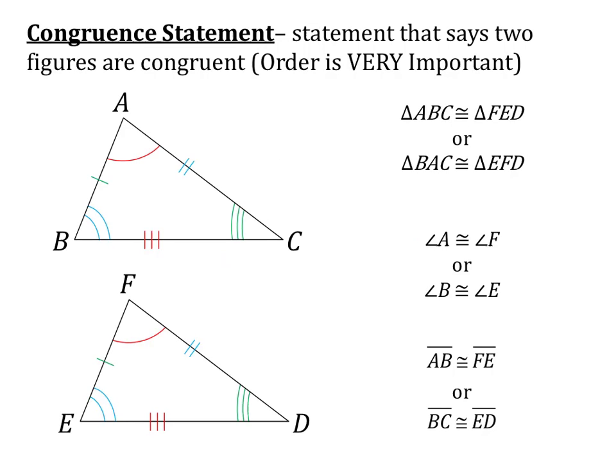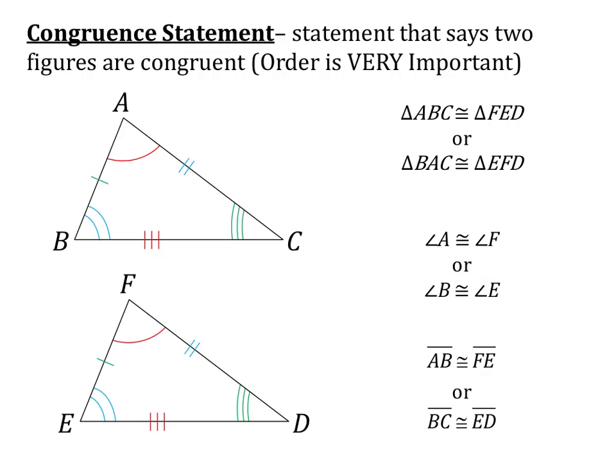With congruent triangles, we have the congruency statement. It's a statement that says two figures are congruent, and the order is very important whenever you talk about the congruency statement. So here I have triangle ABC. We want the letters to go in the same order so the corresponding parts match. So ABC would be congruent to FED because I went from the 1 mark angle to the 2 mark angle to the 3 mark angle. So over here is my congruency statement: triangle ABC is congruent to triangle FED.